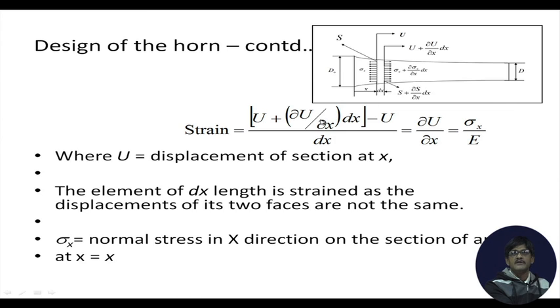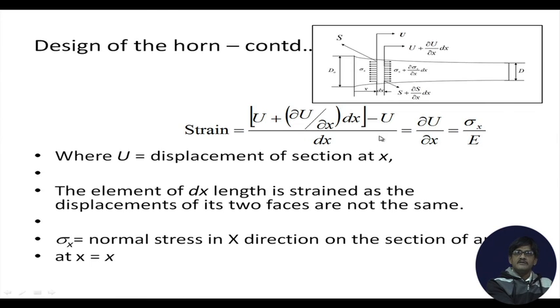So, what we do is we simply take their difference. u plus del u del x into dx is the displacement of this section, while u is the displacement of the previous section. We just take their difference in this particular expression and divide it by the original length, and therefore it comes out to be del u del x, and we say that del u del x must be the strain. And since stress by strain is equal to the elastic modulus, we equate this to stress divided by the elastic modulus. That means the elastic modulus can go upstairs and strain can go downstairs, so that you will have E is equal to sigma x by epsilon, or strain.